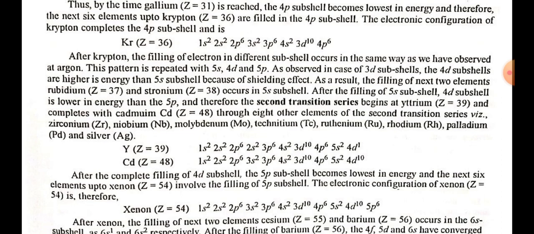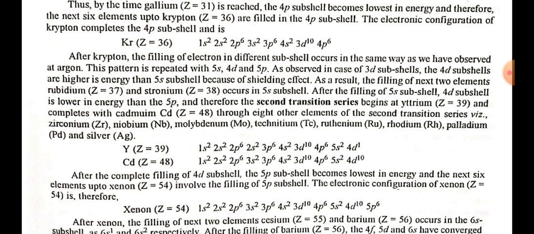After the filling of the 5s subshell, the 4d subshell is lower in energy than the 5p, and therefore the second transition series begins at yttrium and completes with cadmium through 8 other elements of the second transition series, that is zirconium, niobium, molybdenum, technetium, ruthenium, rhodium, palladium.